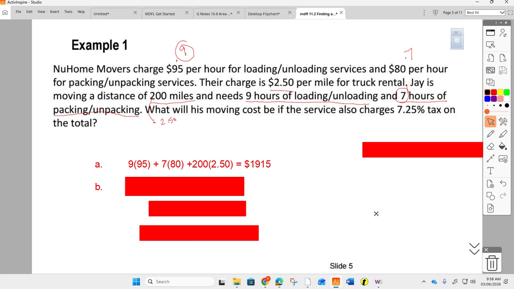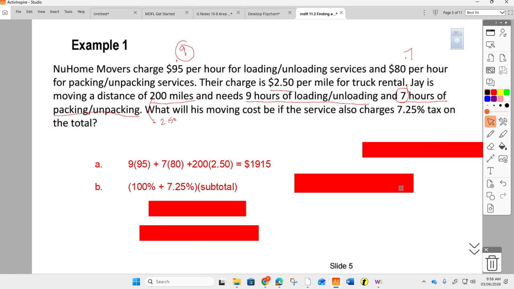So $1,900, $1,915 plus tax. So pretty pricey. So we're going to take a shortcut for the tax. You could take 7.25% and then add it to that. But there's an easier way since we get to use a calculator.